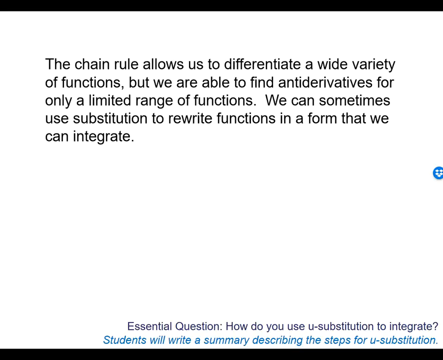We can sometimes use substitution to rewrite the functions in a form that we can integrate. So we're going to kind of do the opposite of the chain rule today for integration. And that's what today is about. As far as integration goes, in AB we just barely touch it. In BC, we don't even get through all of integration. When you go to college, and some of you are going to take Calc 3, or what they call multivariable calculus, we see multiple integration steps. So integration is a huge piece of calculus.